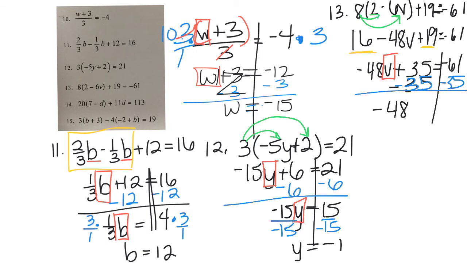negative 48v equals negative 96. And I want to get v by itself still. Negative 48v means multiplication, so I'm going to divide by negative 48. And negative 96, negative and a negative make positive. When I'm dividing a negative by negative, the answer is positive. 96 divided by 48 is 2, so v equals 2.